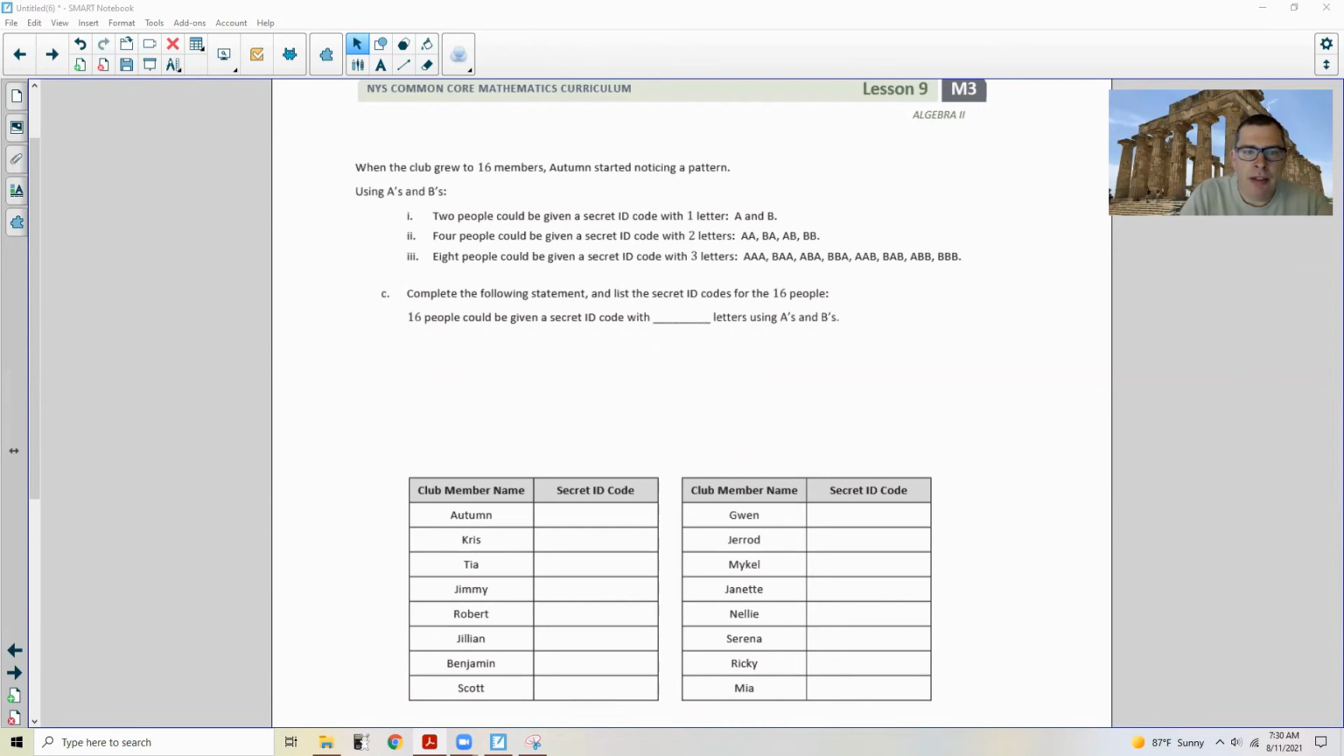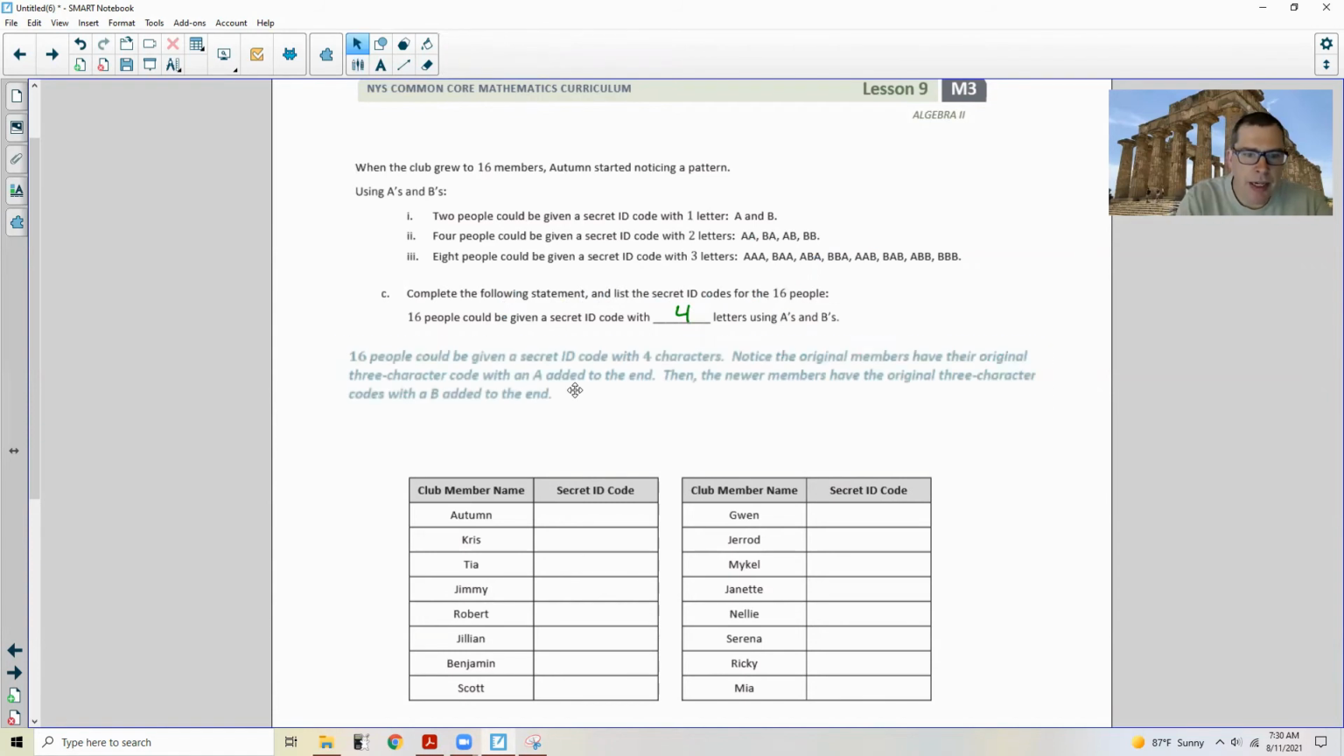So there's part C. Complete the following statement and list the secret ID codes for 16 people. 16 people could be given a secret ID code with 4 letters using A's and B's. Okay. So in answering this, we would say 16 people could be given a secret ID code with 4 characters.